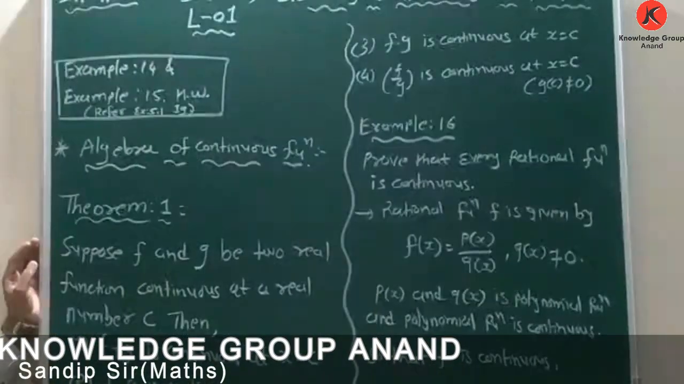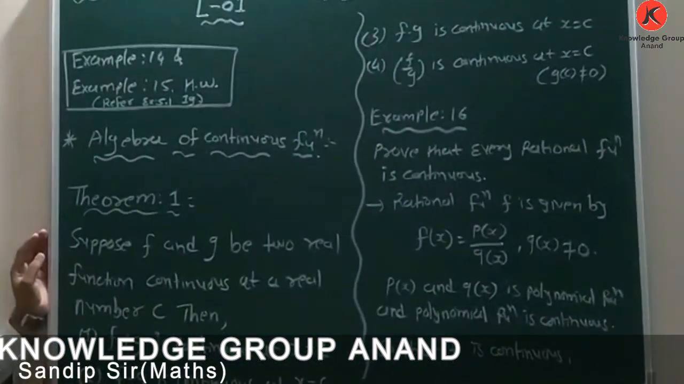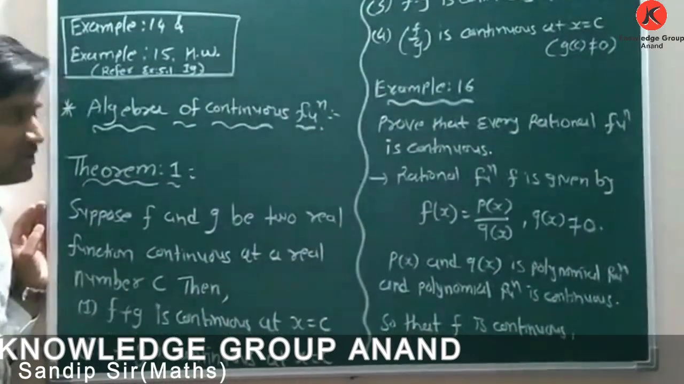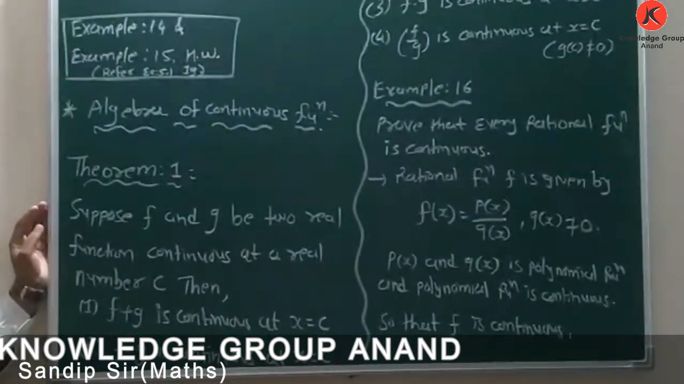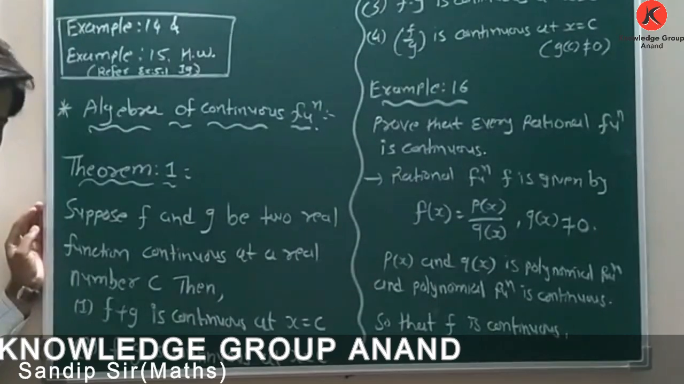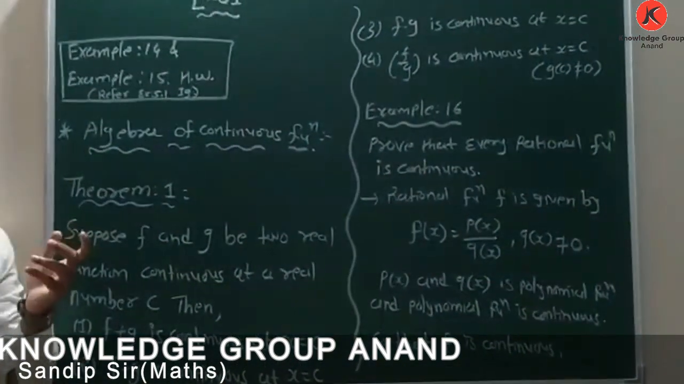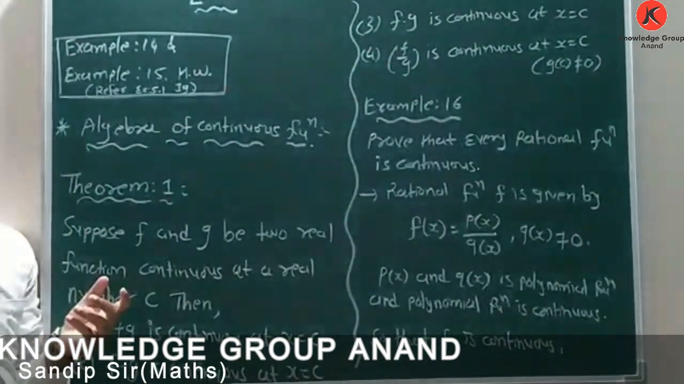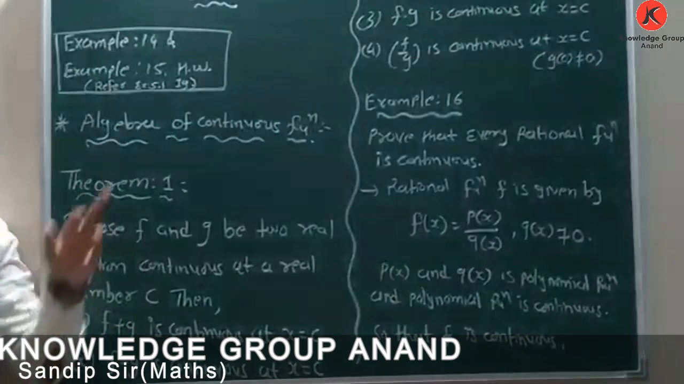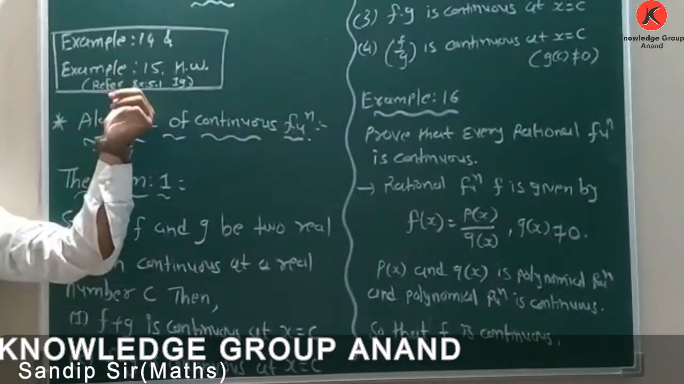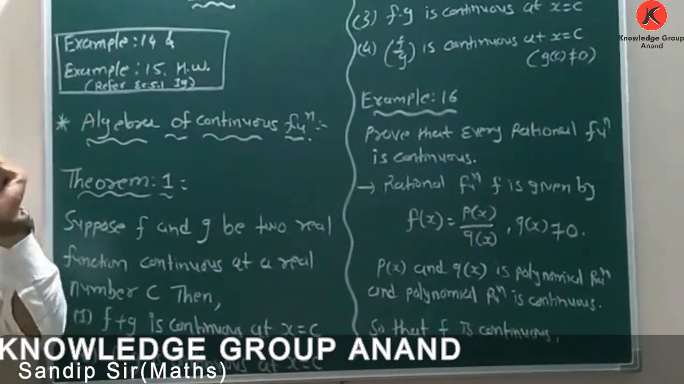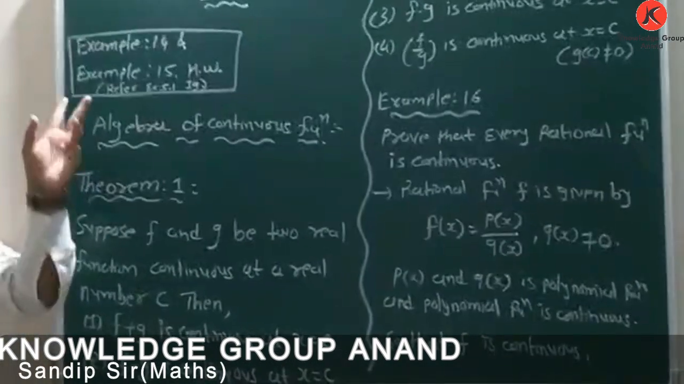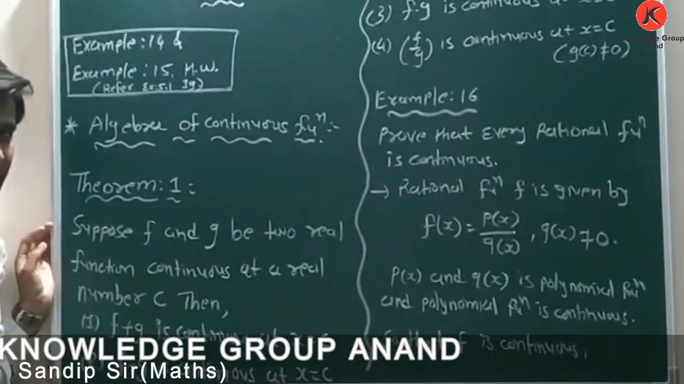Example number 14 and example number 15, do it yourself. Example number 14 is one type of statement: it says that every polynomial is a continuous function. And example number 15 refers to exercise 5.1 question number 19, same. So example number 14 and 15, do it yourself as homework.